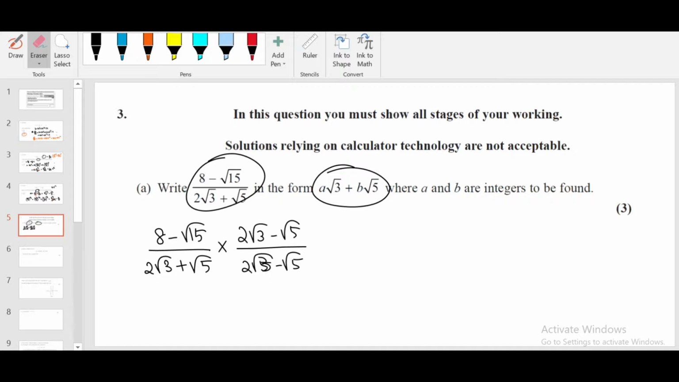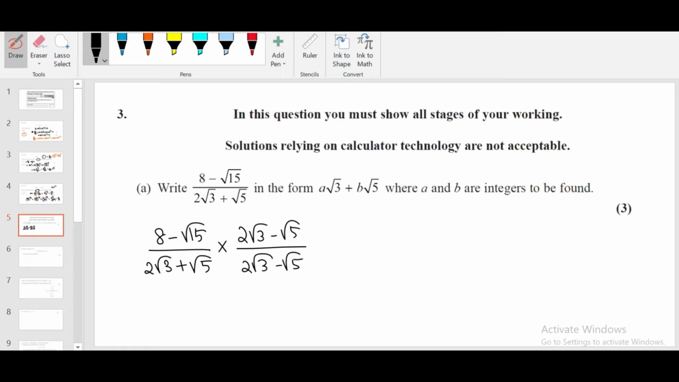This is root 3, not root 5. And then just multiply normally. When you take 8 and multiply these two, you will get 16 root 3 minus 8 root 5. And then when you take this and multiply this, root 15 times 2 root 3.